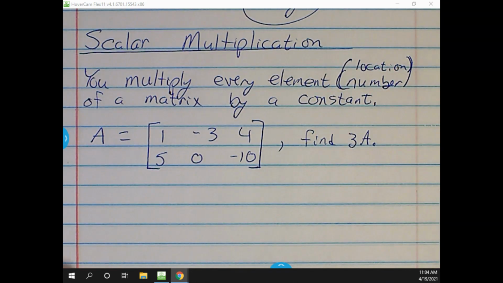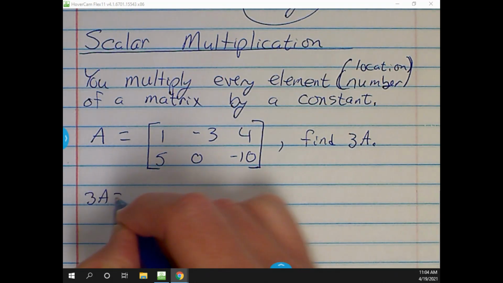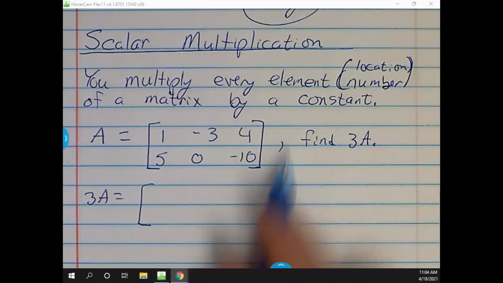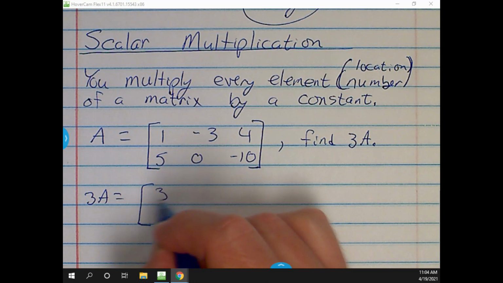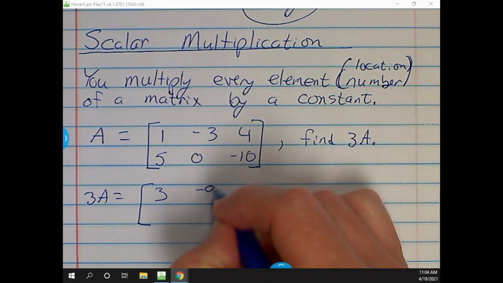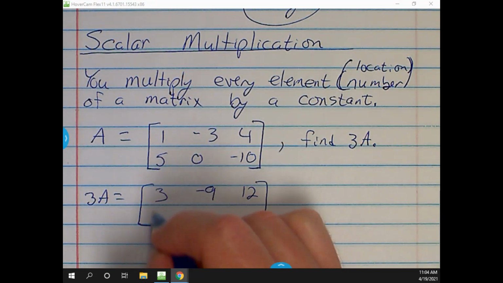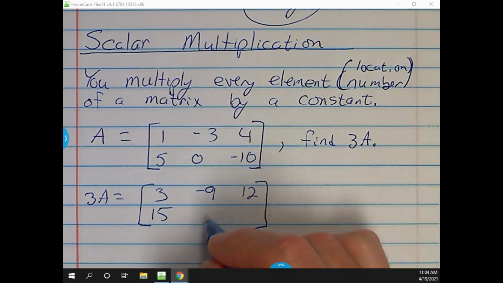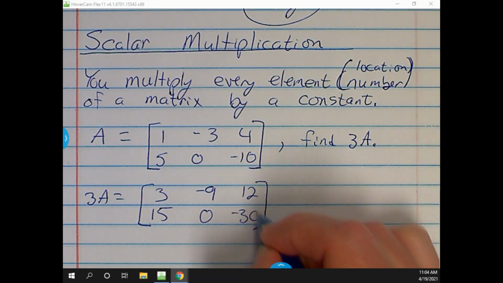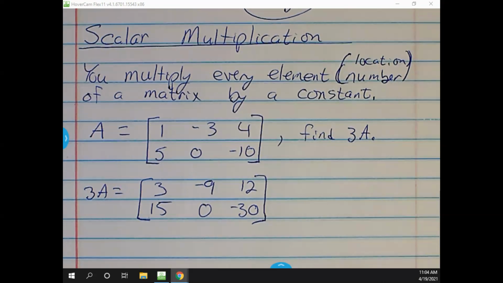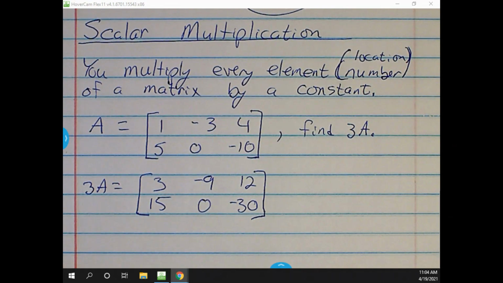And then they'll tell you to find 3A or 2A or -6A. They tell you to find some number where you're just going to multiply everything out. And it sounds like what it sounds like. Just take every single number in here and multiply everything by 3. So this is going to become 3. 3 times -3 makes that -9. 3 times 4 is 12. 3 times 5 is 15. 3 times 0 is 0. 3 times -10 is -30. And most people go, hey, I like that, because it makes sense. You just take every single number and multiply it by whatever number they give you here.